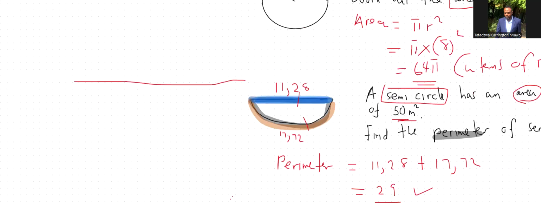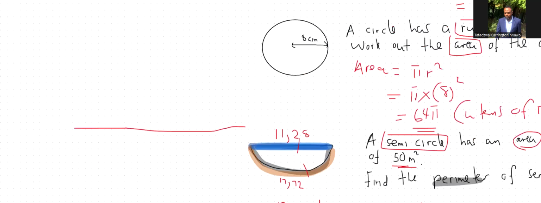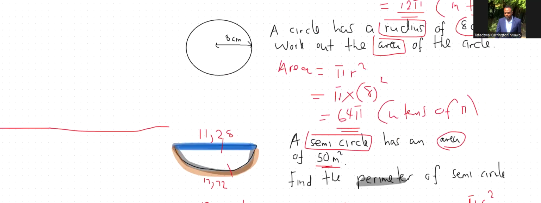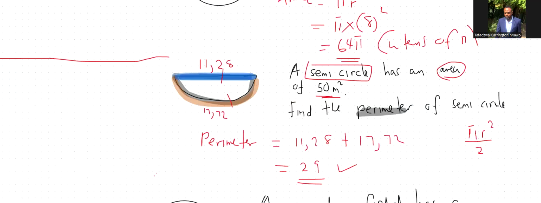That's how you find the perimeter of this semicircle when you are given the area. All right, so I want you to play it over and over until you get the concept right. Okay, so now I'm gonna finish with this one.